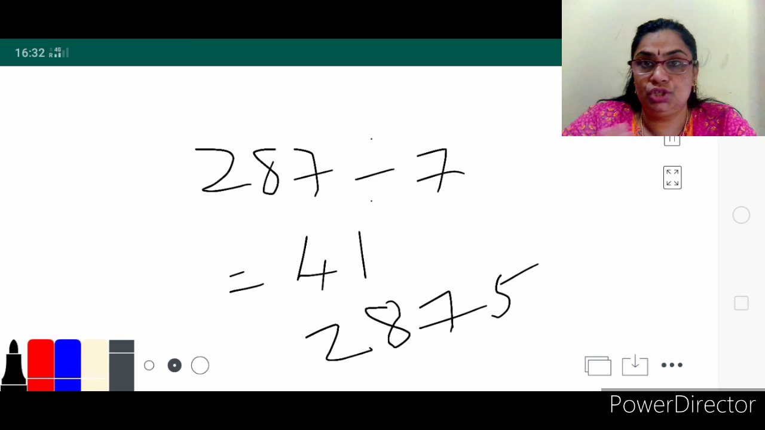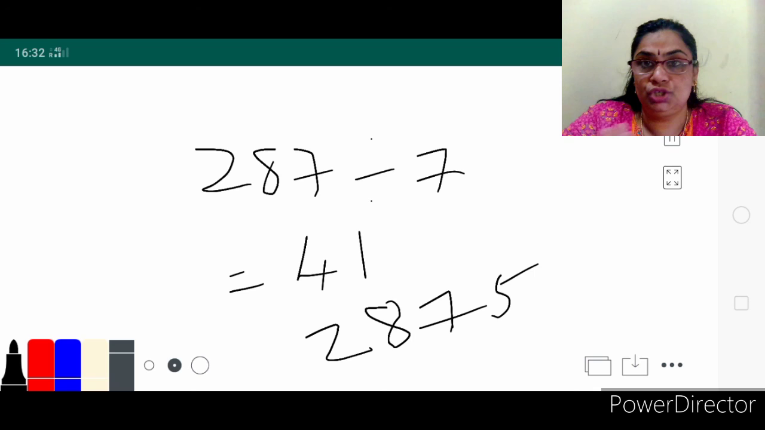Now divisibility test of 10 is clear: if a number has 0 in its ones place, then it is divisible by 10. Okay, that is the rule of 10. Now divisibility test of 11 is remaining, that I will explain in the next class.